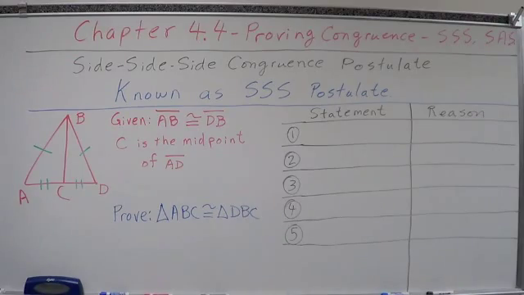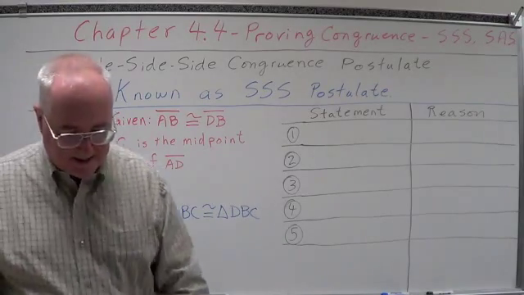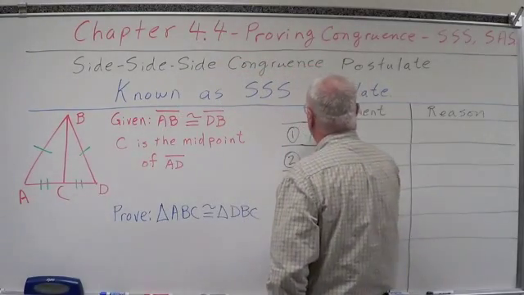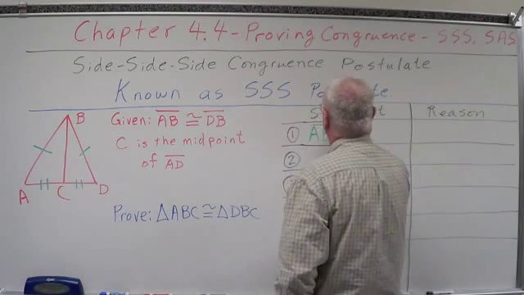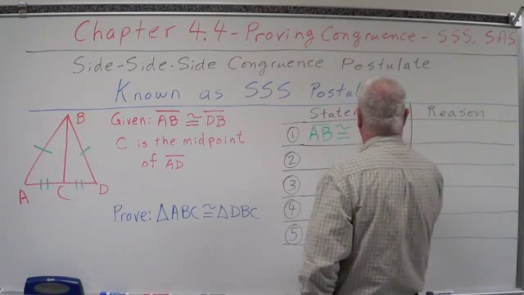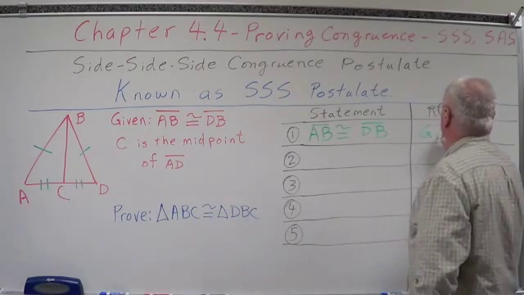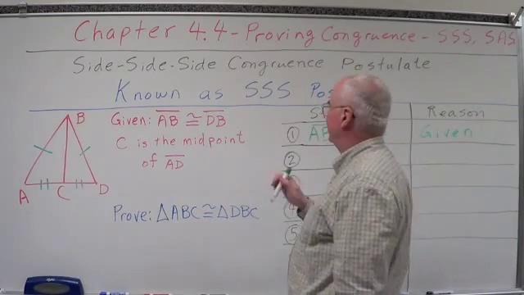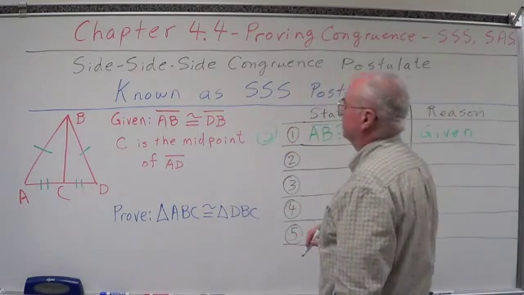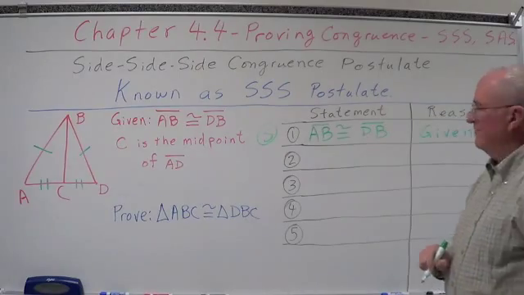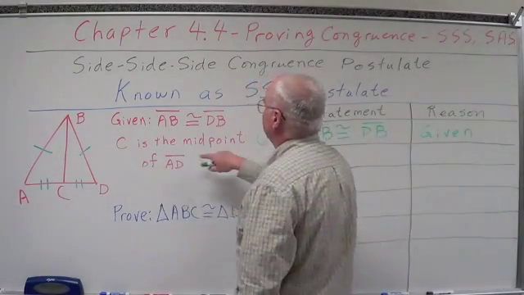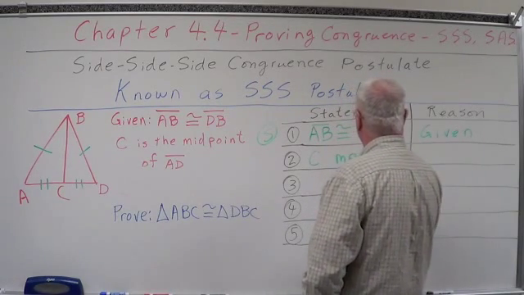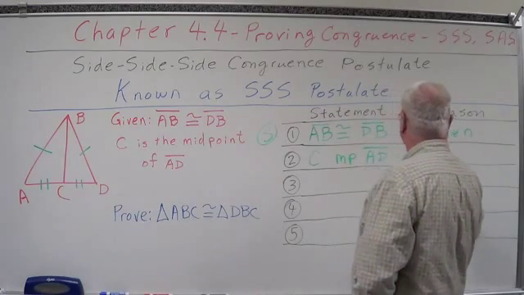Alright? So let's see how we might be able to prove this. Number one, we're given that AB is congruent to DB. That's just given to us. Now what we're trying to do is get 3 sides. Well, there's one of them. Now we're also told that C is the midpoint of AD. It's given.